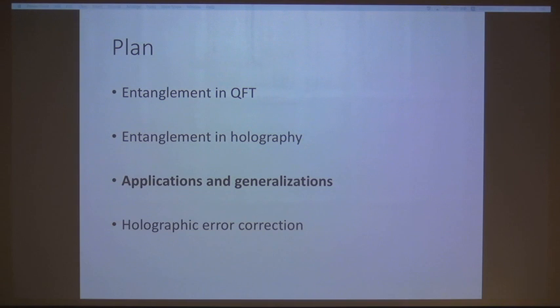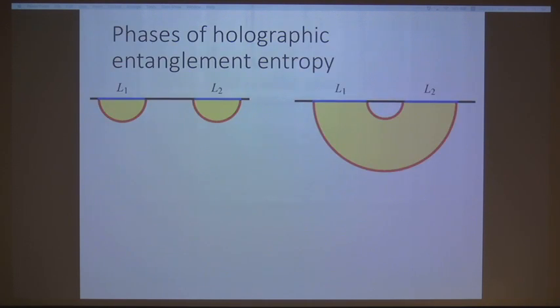So let's go to applications and generalizations of the things we've said so far. Of course, there is a lot of recent progress in using all of this, and applications and so on. So I won't cover all of them. I'll only cover some of them in this limited time. But the first immediate thing that we get once we use the RT formula is that there are different phases of holographic entanglement entropy as we vary the shape and size of the boundary region.